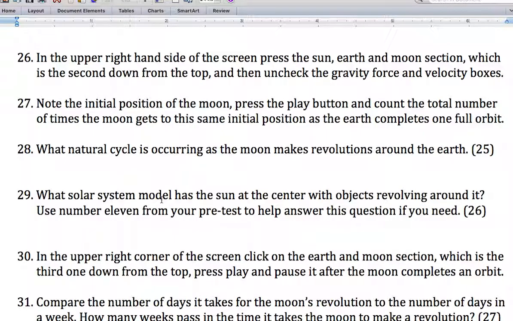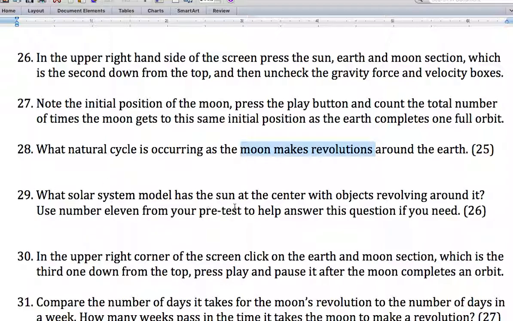So let's jump back to our questions here. What natural cycle occurs as the moon makes revolutions around the Earth? I would say the moon makes 12 revolutions around the Earth, or around one Earth year. If I was to ask you a question on the test, how many months are there in a year, it really wouldn't be astronomy. But now you know why there's 12 months in the year, because that's how many trips the moon makes around the Earth as the Earth makes one trip around the sun.